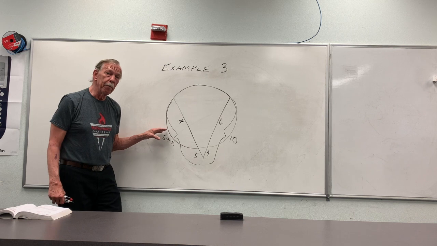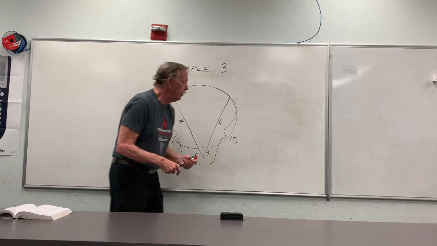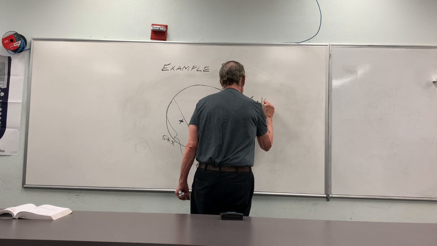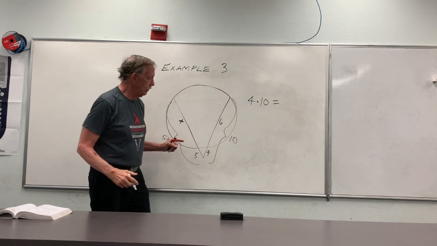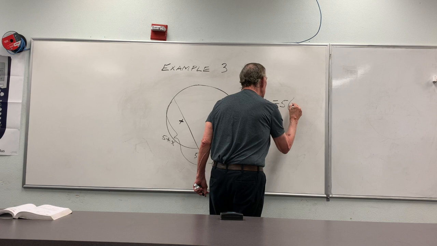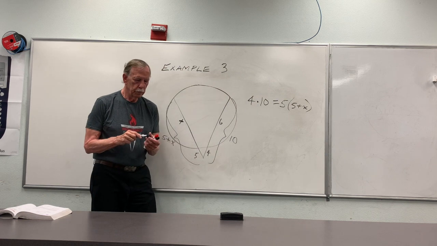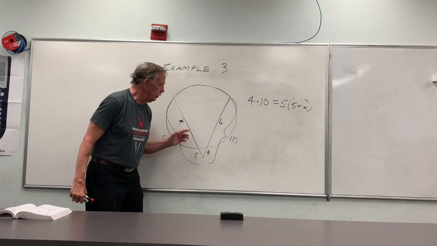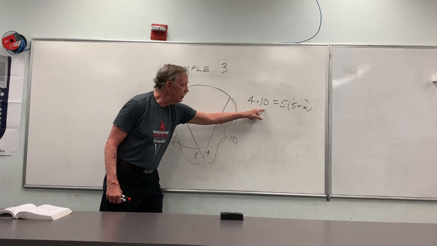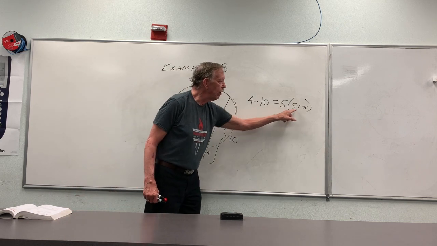Now we can set up our basic equation. 4 times 10 is 5 times 5 plus x. Our basic equation: the little piece times the whole thing, 4 times 10, is the little piece times the whole thing, 5 times 5 plus x.